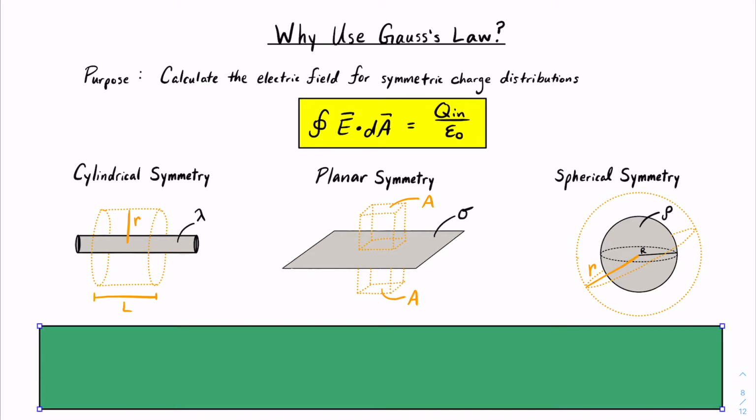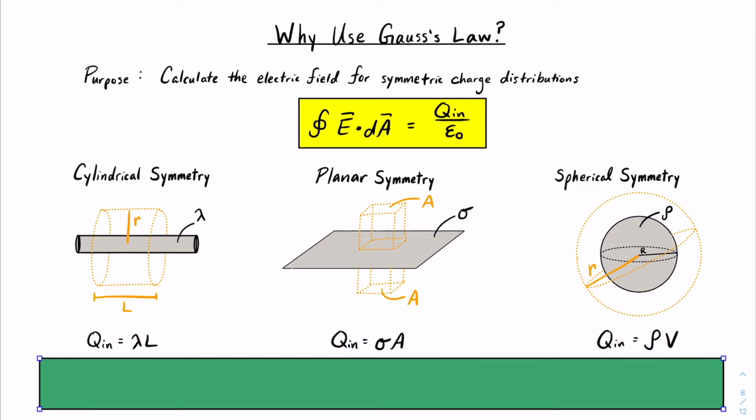The next step when using Gauss's law is to determine how much charge is enclosed by your Gaussian surface, and you can do this using the associated charge density for your given object. For our cylinder, which has a charge density of lambda, we only want to count the amount of charge that is inside this Gaussian cylinder, which I am now coloring in orange.